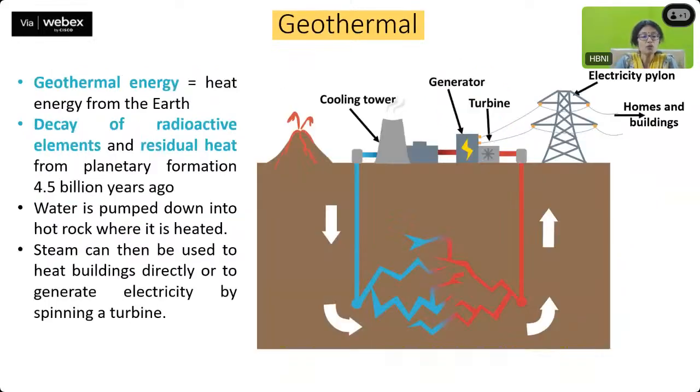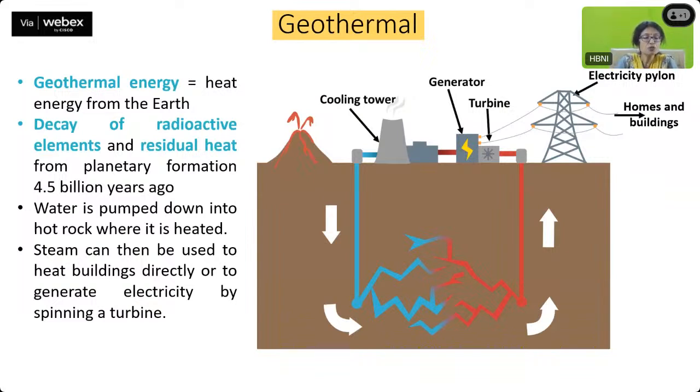In geothermal, how does it work? Geothermal energy is basically heat energy from the earth. The decay of radioactive elements and residual heat from the planetary formation almost 4.5 billion years ago is how this heat has been generated. To extract the energy, water is pumped down into the hot rock where it gets heated.